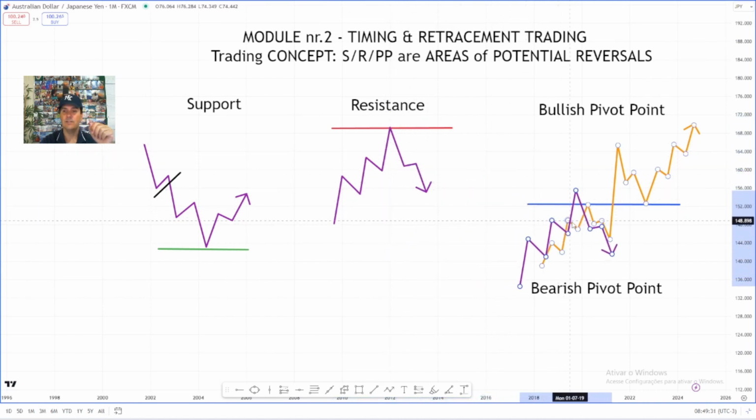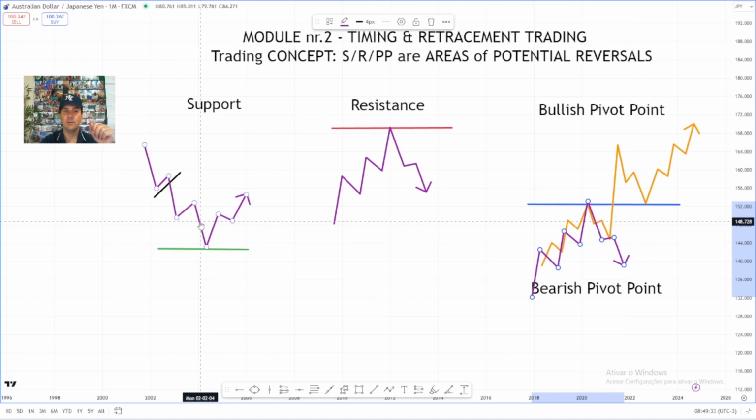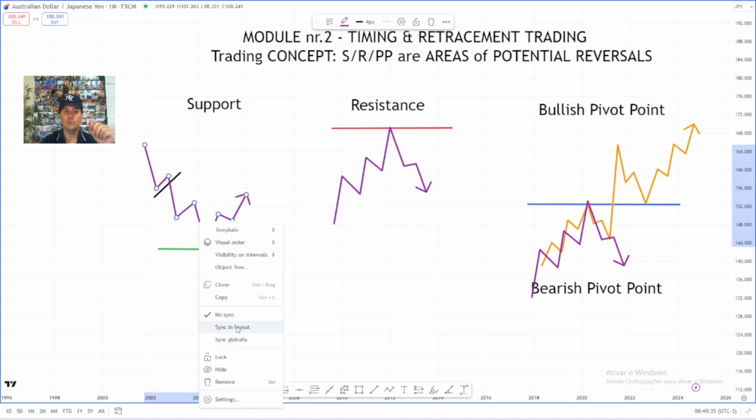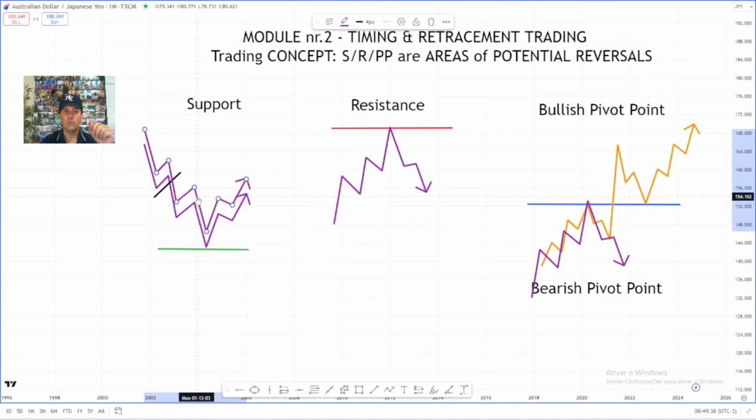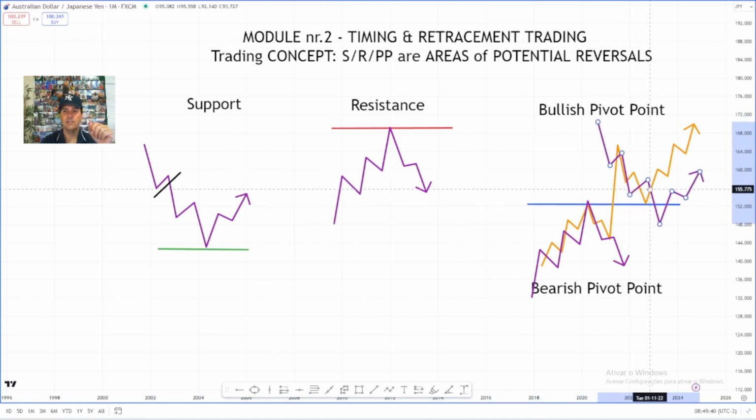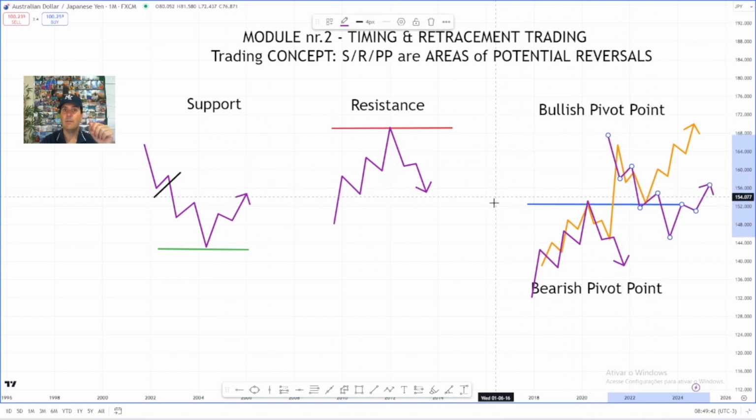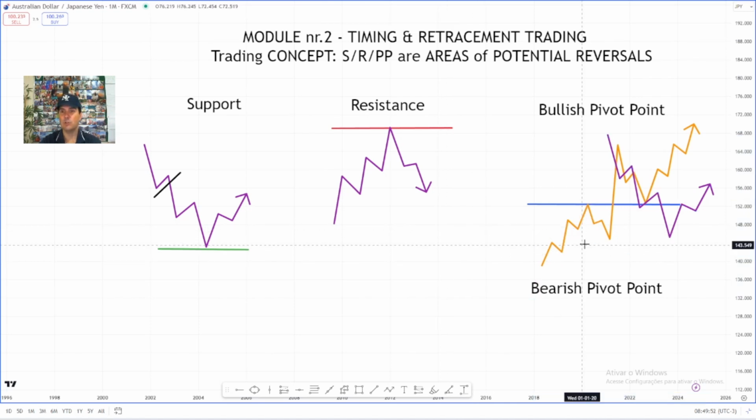Now if I color code this in orange, look here. If I clone resistance, what do you see? And if I clone support, what do you see? Look in here. A pivot point is a mix, maybe not the perfect word, but it's a combination, a sequence of support and resistance. Just for you to see spatially.